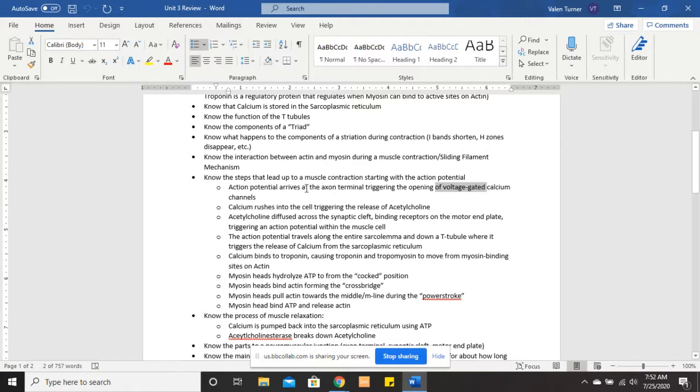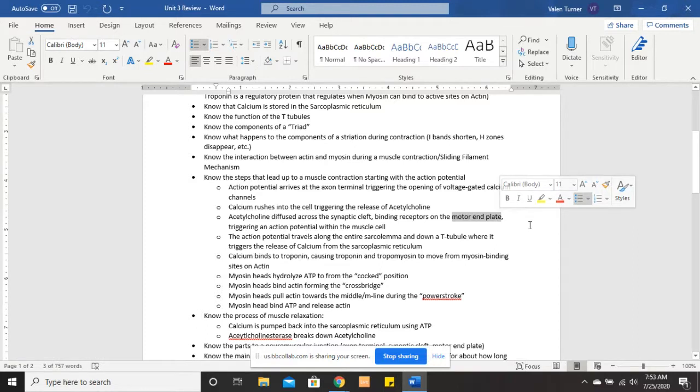So once the action potential arrives at the axon terminal, it will trigger the opening of voltage-gated calcium channels, and calcium is going to rush into the cell. You're going to have an influx of calcium. And that influx of calcium will trigger the release of your neurotransmitter, acetylcholine. And acetylcholine will drift across the synaptic cleft. It will diffuse across the synaptic cleft and bind receptors on the motor end plate. The motor end plate is another name for the plasma membrane of your muscle cell.